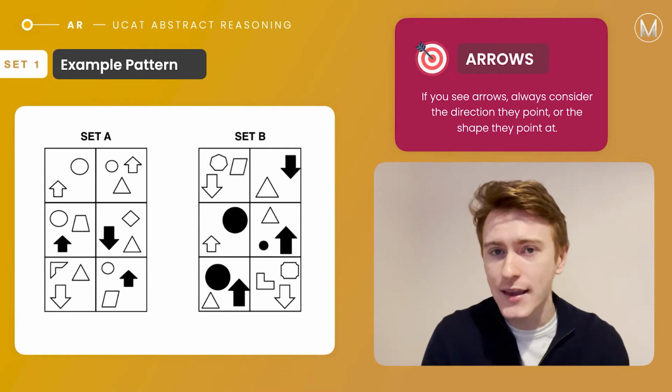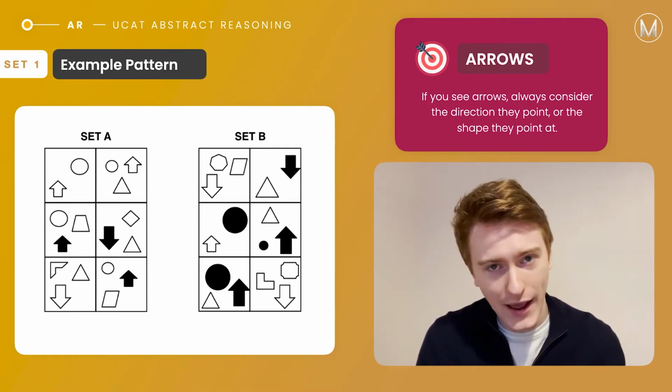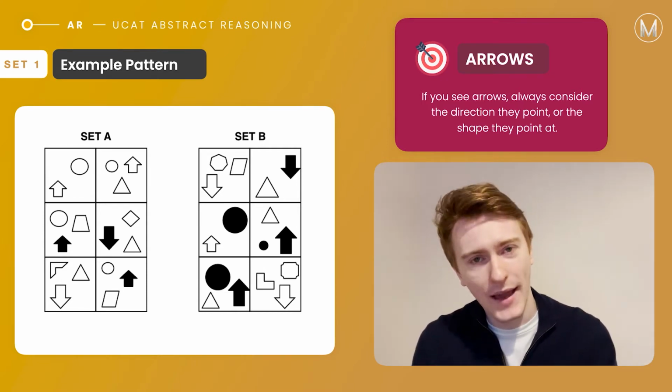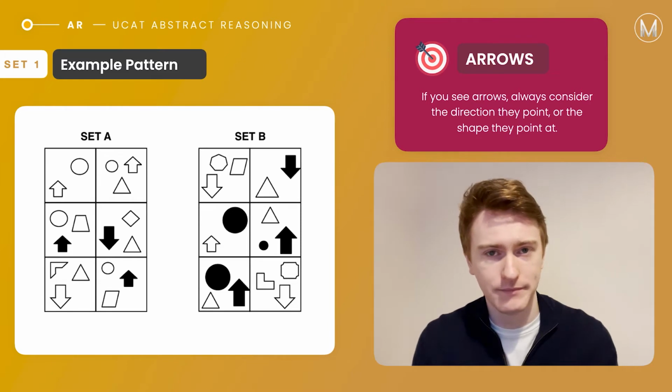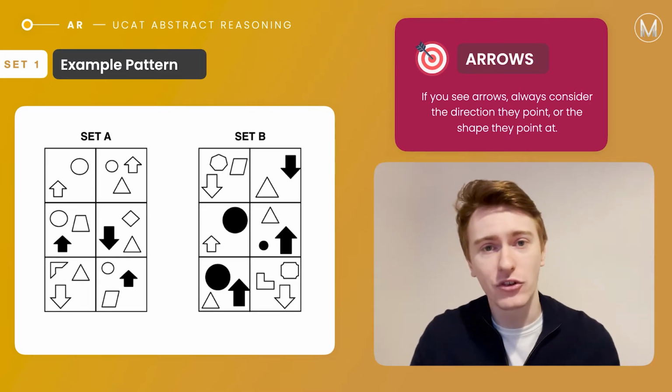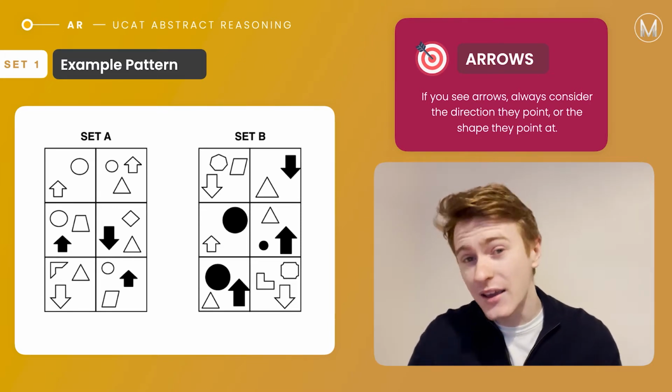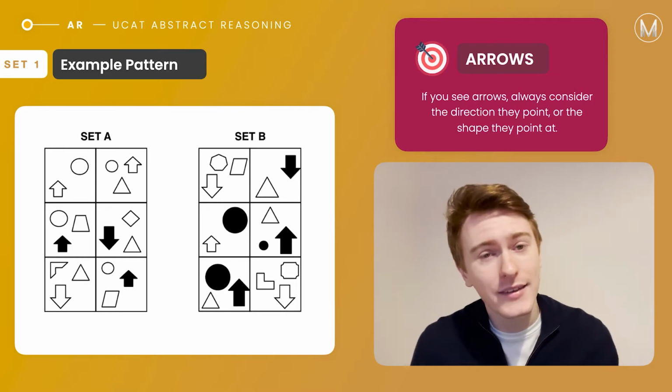So in set A, it's black if there's a quadrilateral. And in set B, it's black if there's a triangle present. Okay, so we've got three potential patterns with this question. If we work through our SPONKS algorithm, that could take quite long.